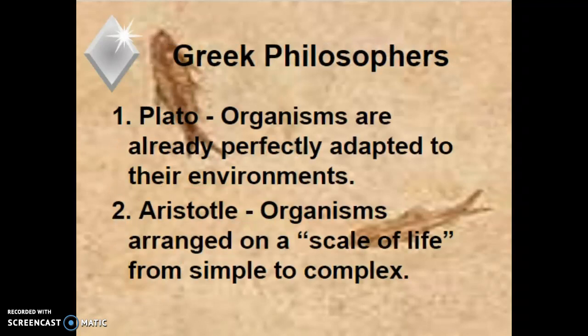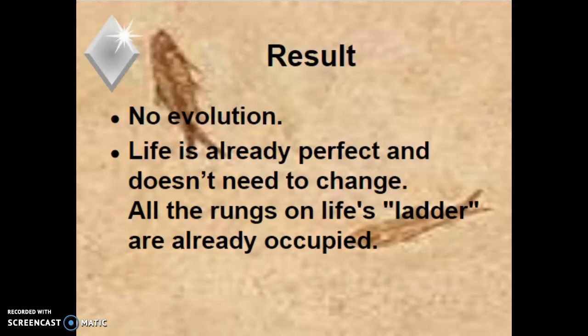In terms of Greeks, Plato and Aristotle, Plato said, man, look at how well things fit their environments. Things are adapted perfectly for their environment. So there must have been a creator that made every organism perfectly fit its environment. Aristotle added the scale of life idea that there were simple organisms and more complex organisms. But the result is life's already perfectly suited to its environment.